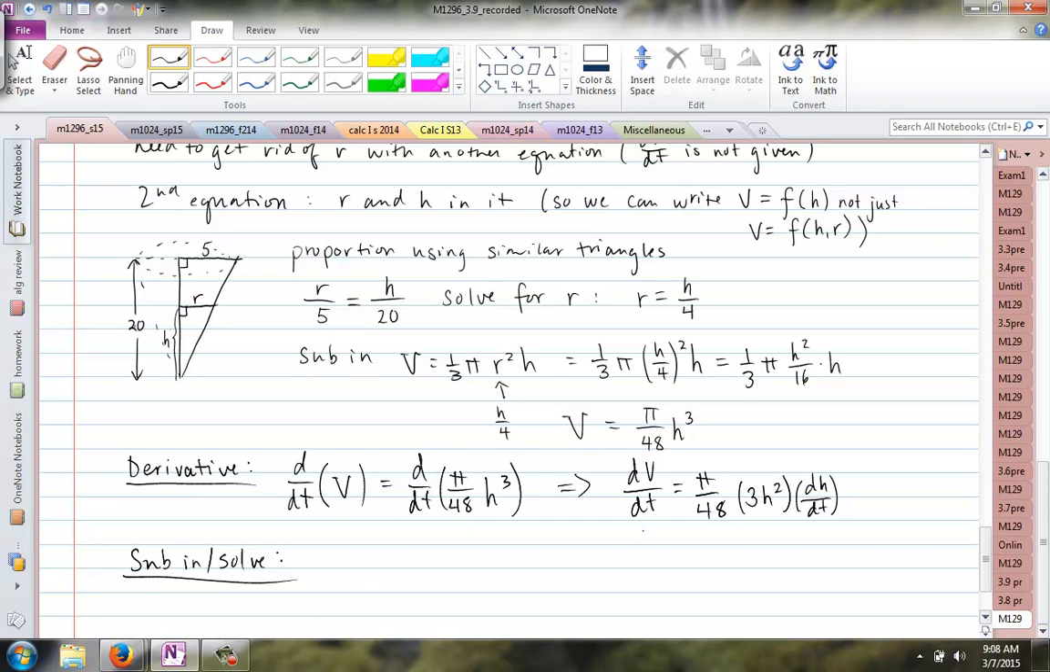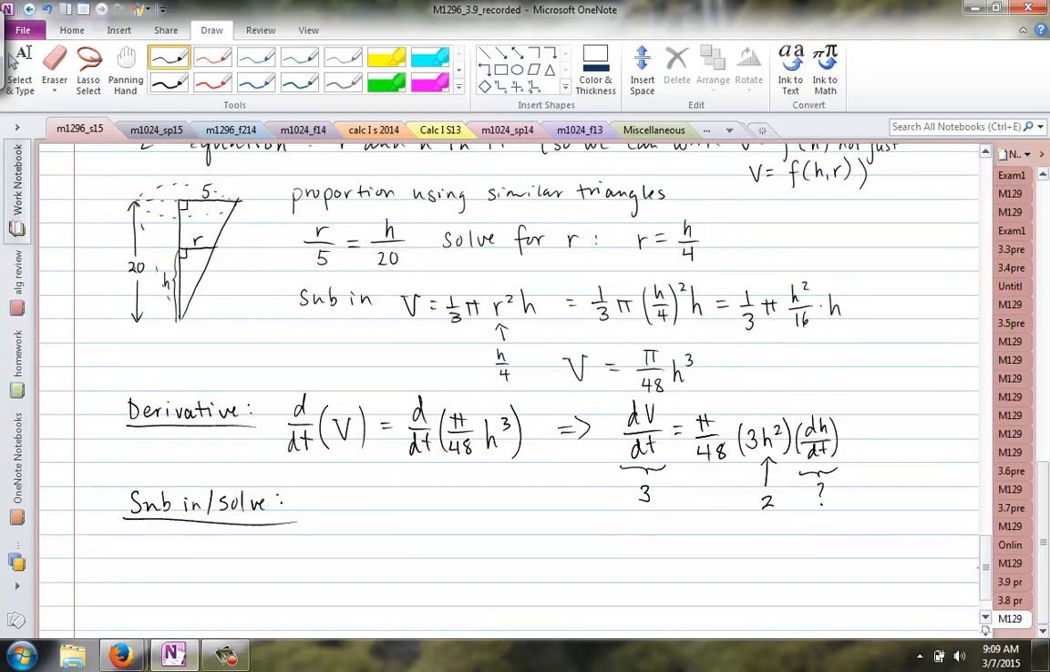Let's see what we have. Well, dV over dt was given. We had that as, what was it again, 3. And then dh over dt is what we're looking for, so it's good that we don't know that. What's h? We're supposed to do this when h equals 2. This one is pretty straightforward, and we can just go ahead and plug in here and see what we get.